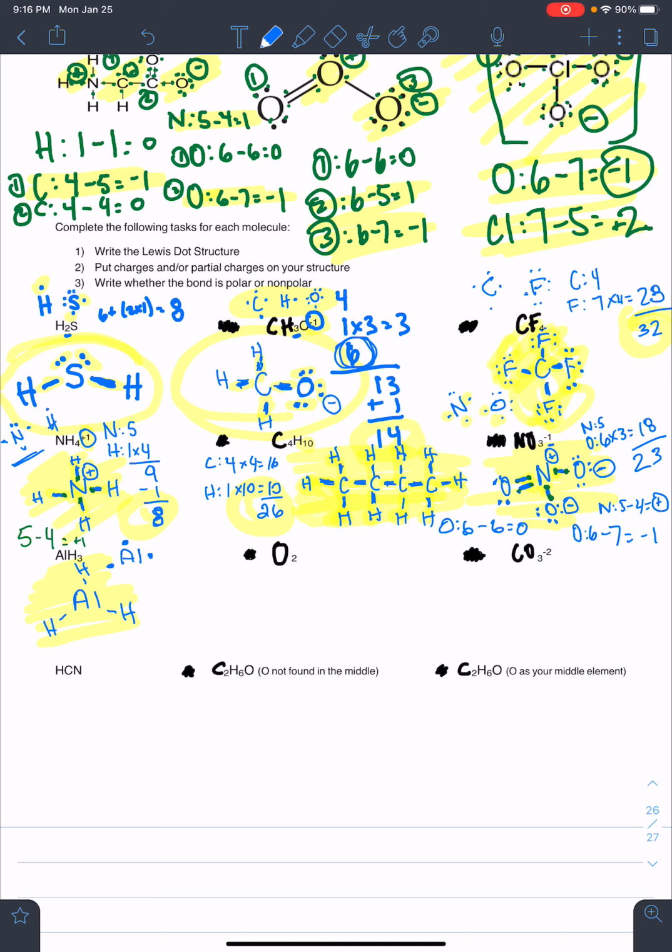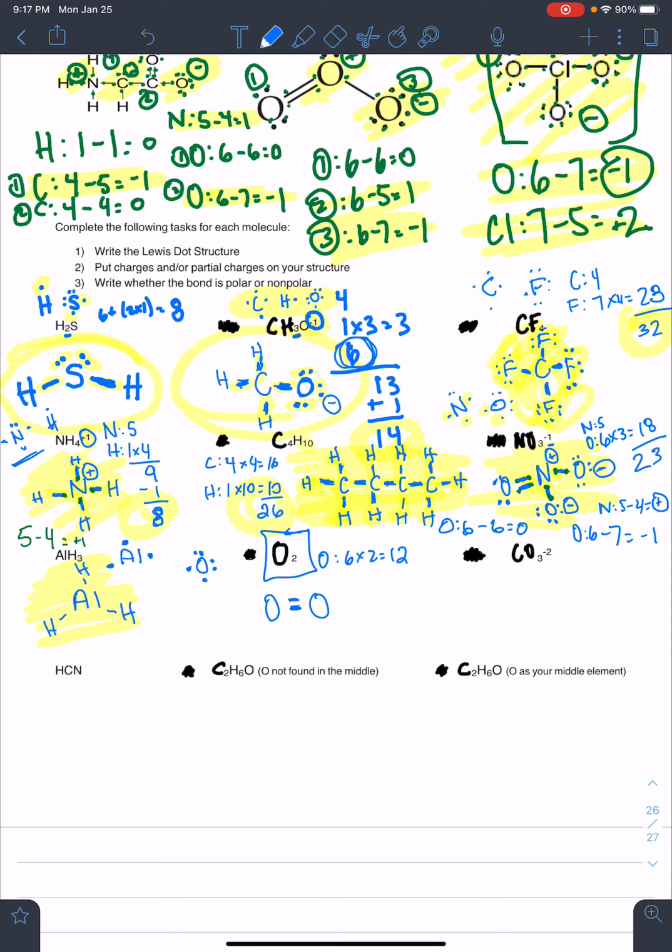Alright, O2. So O has 6, there's 2 of them, so we need 12 valence electrons. We also know that O looks like this, so we want to make 2 bonds. So we're going to have O. It's going to be bonded to another O. Now, O needs to make 2 bonds for it not to have a charge on it. This O does not have a charge on it. So O needs to bond with itself again and form a double bond to not have a charge.